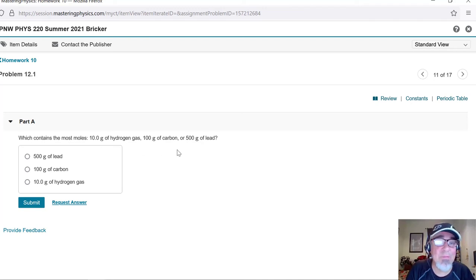Okay, let's look at the next one. Well, before we go on, though, it might be tempting to just say, wow, 500 grams of lead, that's got to be the one that has the most moles, but it doesn't necessarily. You'll have to calculate that, right, because you know how many grams there are per mole. Okay, don't want to say too much more about that. Let's look at the next one then.